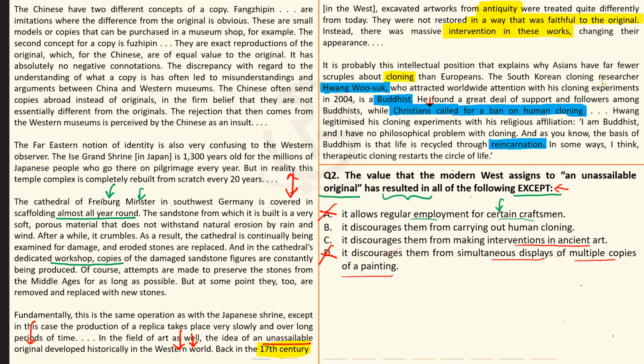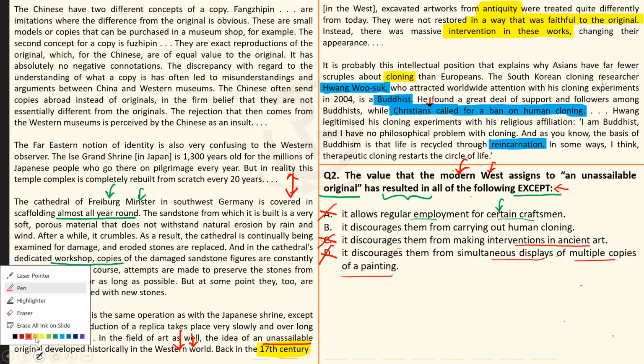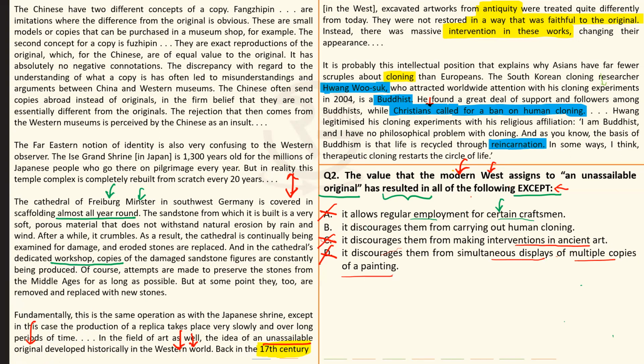In the 17th century they were okay with making interventions, but what does the question say? The modern west, today's western countries. Yes, they are not happy, they will not do this. Option C gets kicked out. The answer naturally becomes B. Why so? What does it say? It discourages them from carrying out human cloning.